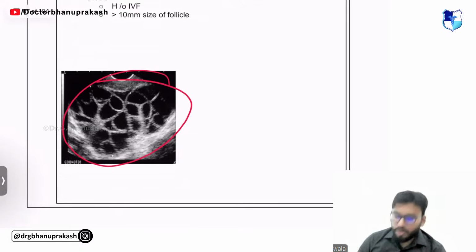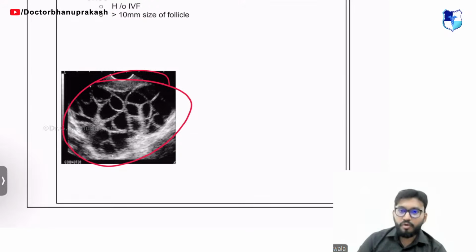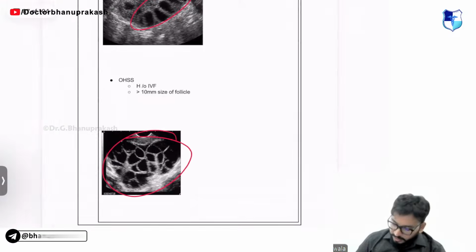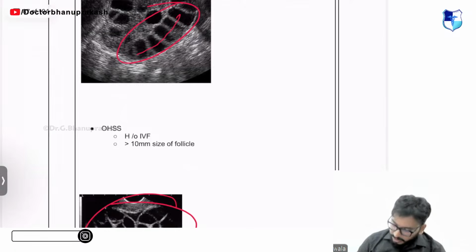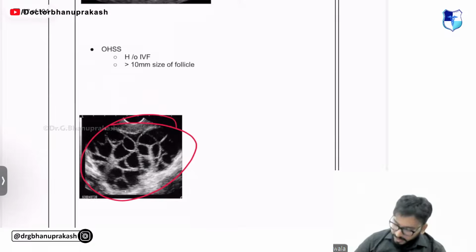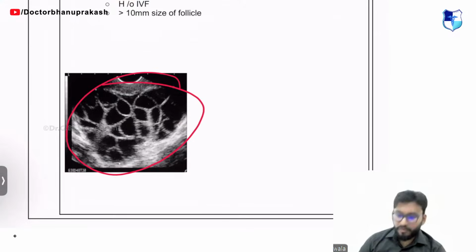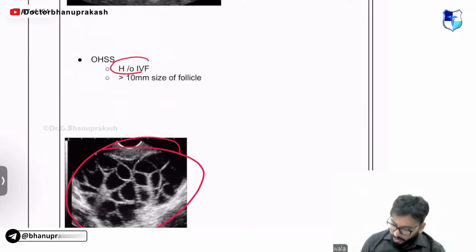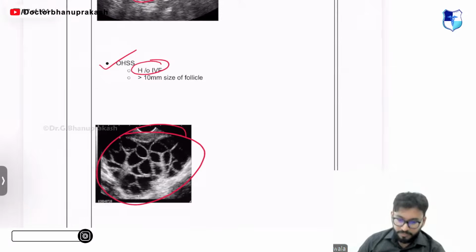Compare it with OHSS, ovarian hyperstimulation syndrome. Look at PCOS, how they're peripherally arranged properly. Look at this, this is randomly arranged. Large size follicles. History of IVF is very important. This is ovarian hyperstimulation syndrome.